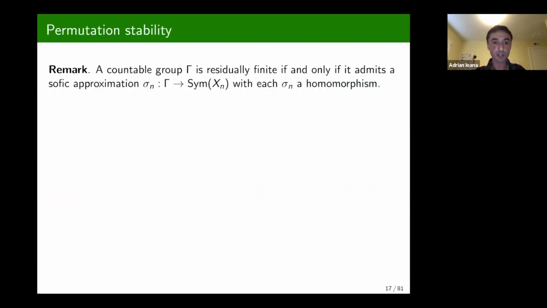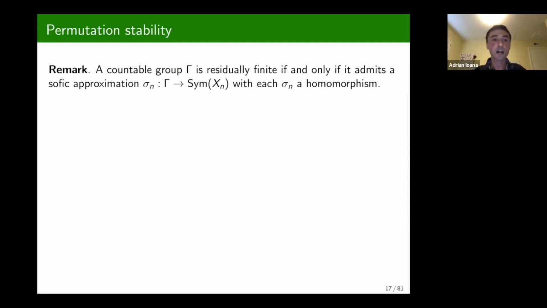And the second large class of sofic groups that I mentioned is that of residually finite groups. And let me mention that one way you can see a group is residually finite is if and only if the group has a sofic approximation with each sigma n being a homomorphism. Okay, so in particular, if gamma is residually finite, we know that it has a sofic approximation by homomorphisms.